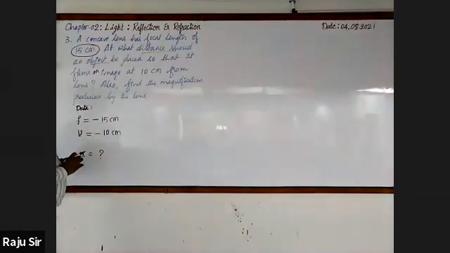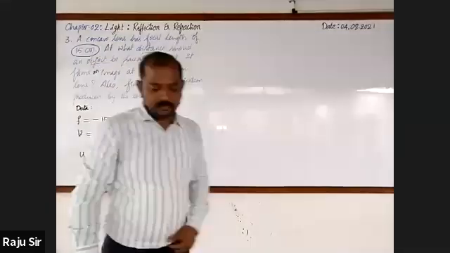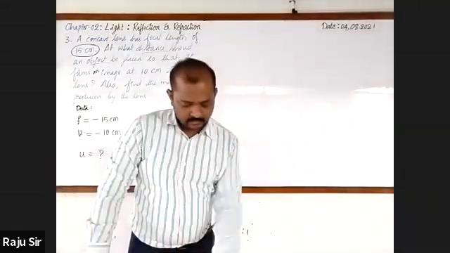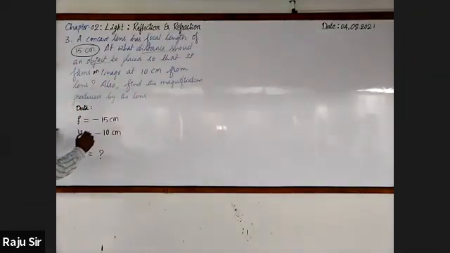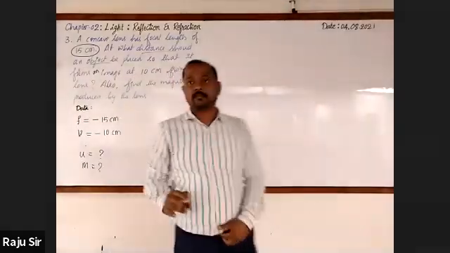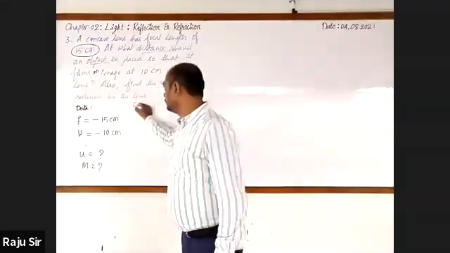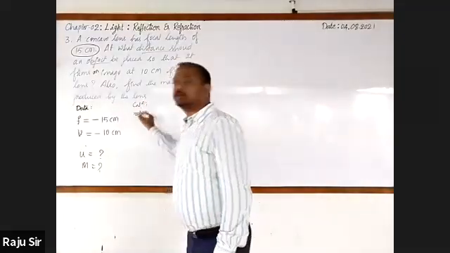Next. Very good. Next, also find the magnification produced by the lens. Let us find out M as well. Sir, U is equal to minus 30. Correct. You are correct. Let's go on to calculation.